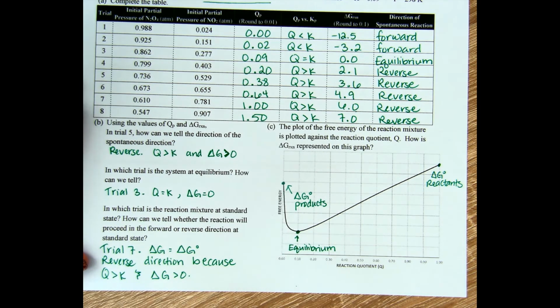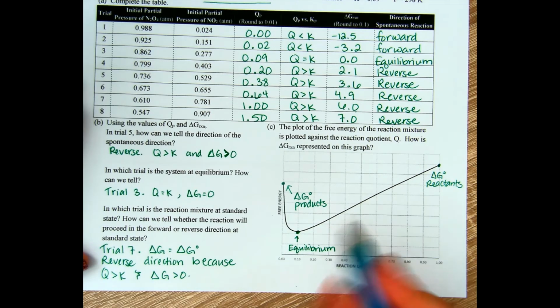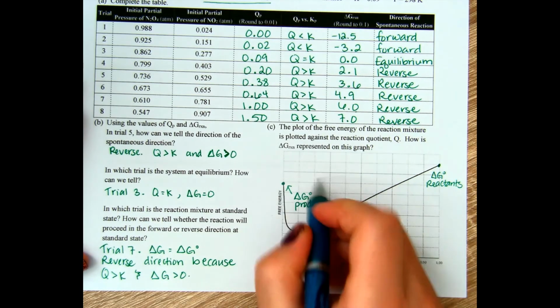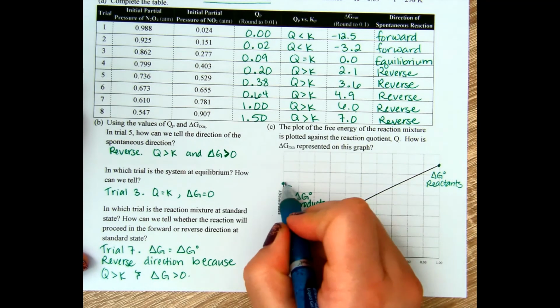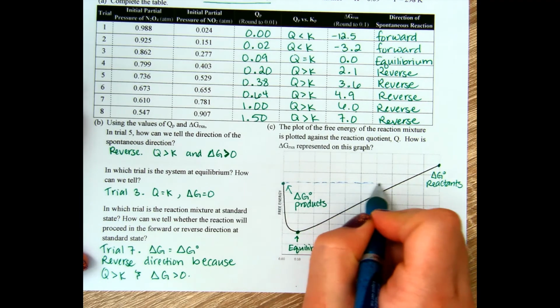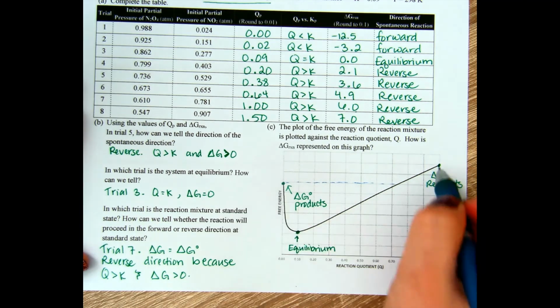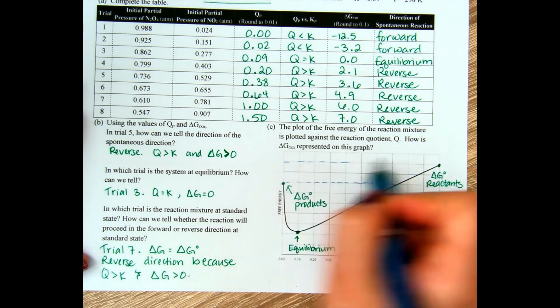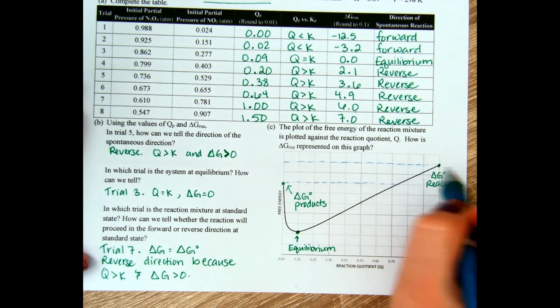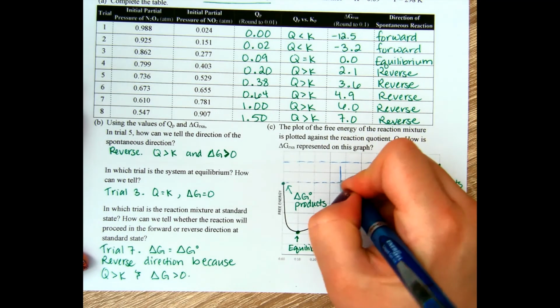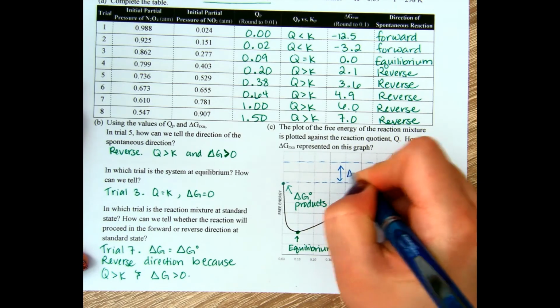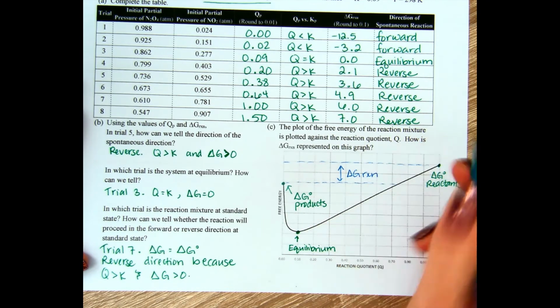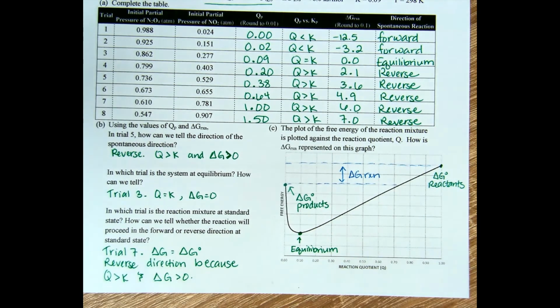Now, where is our delta G of reaction? Where is the change? Well, if we look at the difference between products and reactants, that's going to be our change. So if I look at this level of free energy, this difference right here is delta G reaction. That's the change in the free energy of the reaction, the difference between the products and the reactants.